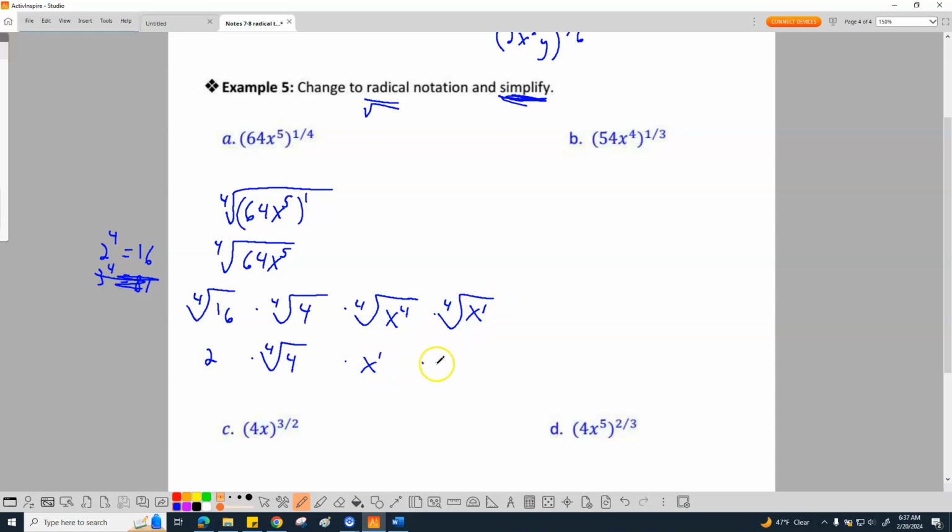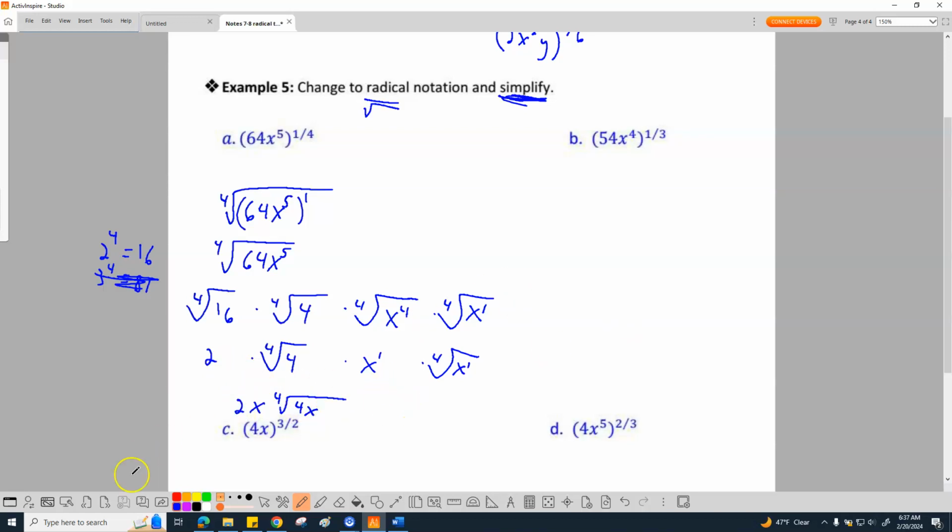When this number is smaller than this number, it's stuck. So now you're stuck here, and you have to recombine this whole thing back together. So what's inside the house? Don't forget your 4. What's inside your house is 4x, and what's outside your house is 2x. So that's how you do that problem.